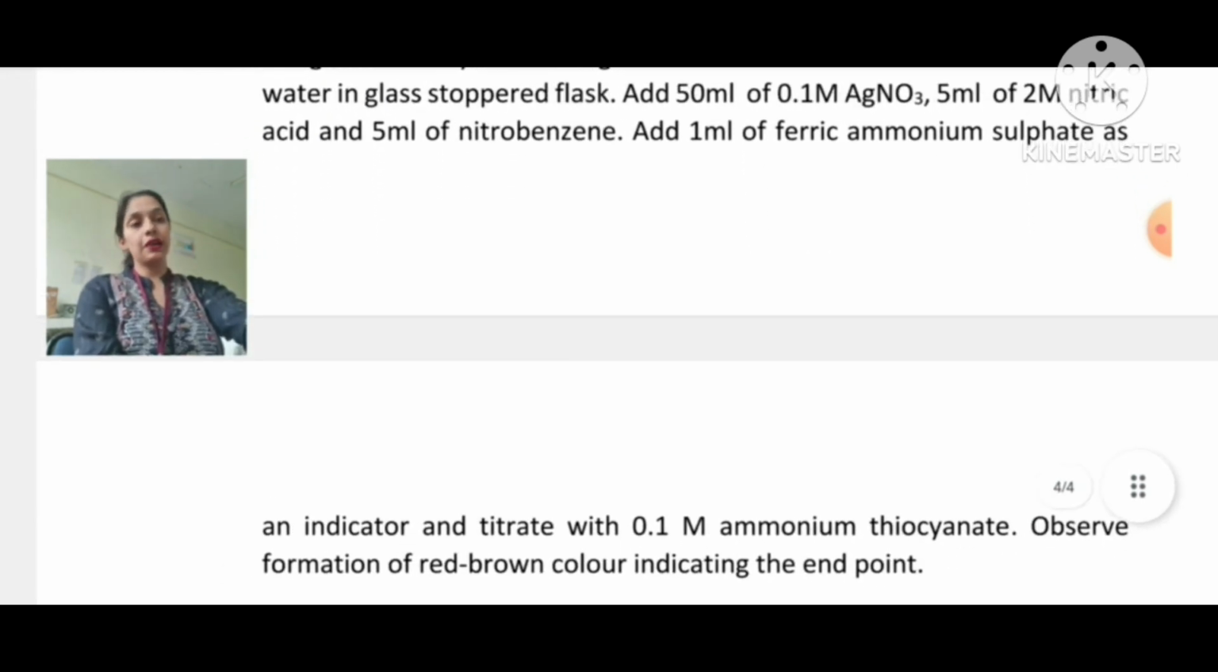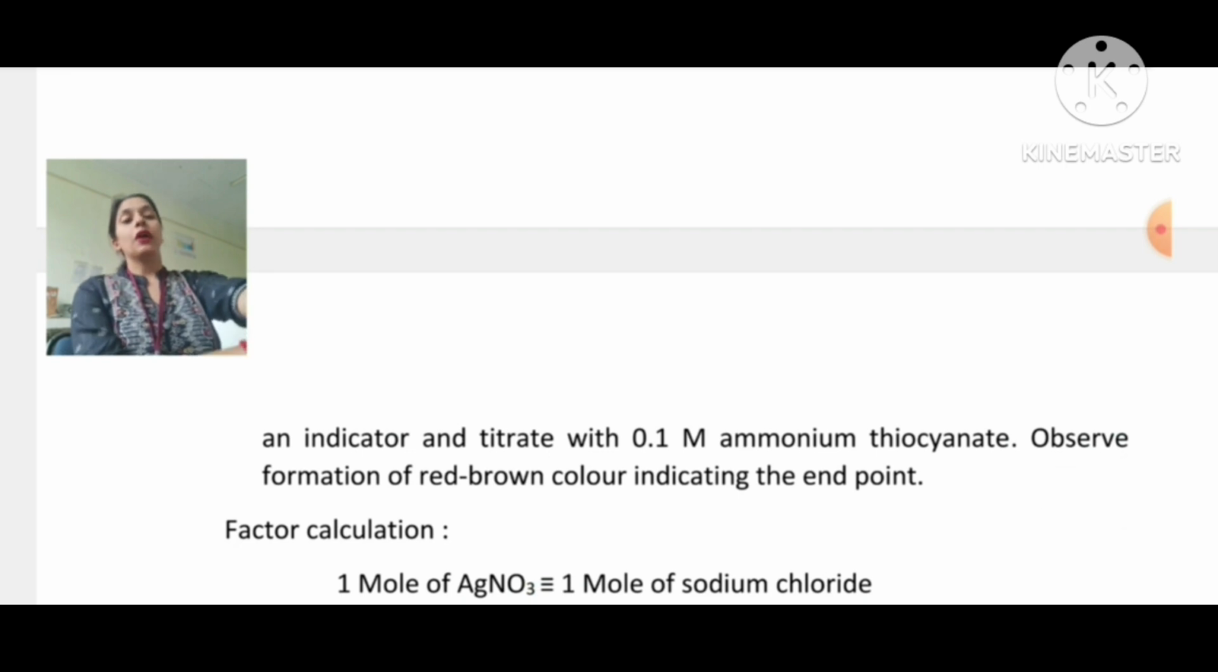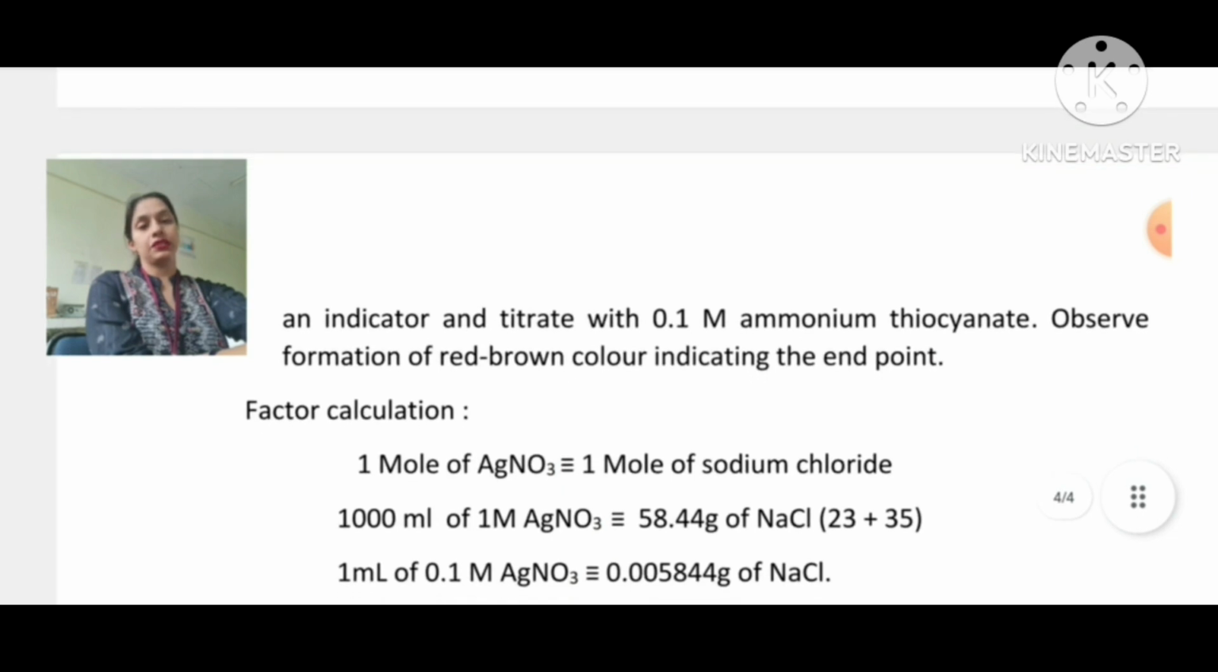In the Volhard method, we use 1 ml ferric ammonium sulfate as an indicator and titrate with ammonium thiocyanate, whose concentration must be 0.1 molar. After the completion of the reaction, when we titrate the contents of the flask with the titrant, we observe the formation of a red-brown color indicating the end point. At the end point, we observe a red-brown colored precipitate.